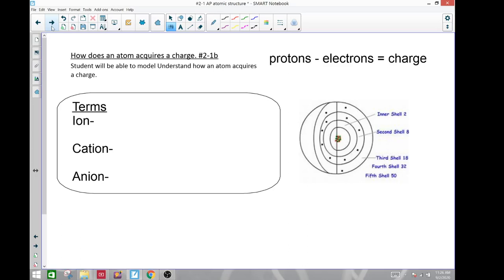We're going to pick up our smart notes on a second aspect of our chapter, which is 2-1b, which is now going to deal with the electrons.